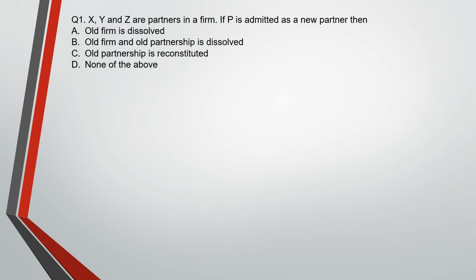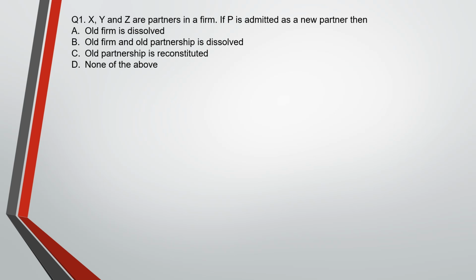Now, when there is the admission of a partner, you should understand whether it's reconstitution of partnership or reconstitution of firm. It is reconstitution of partnership. The internal agreement between the partners is going to undergo a change. A new partner P is coming into the business, and therefore the internal agreement is going to change and he has to be given a share out of the existing partnership. That is what is going to happen. Internal modifications are going to take place in the partnership agreement.